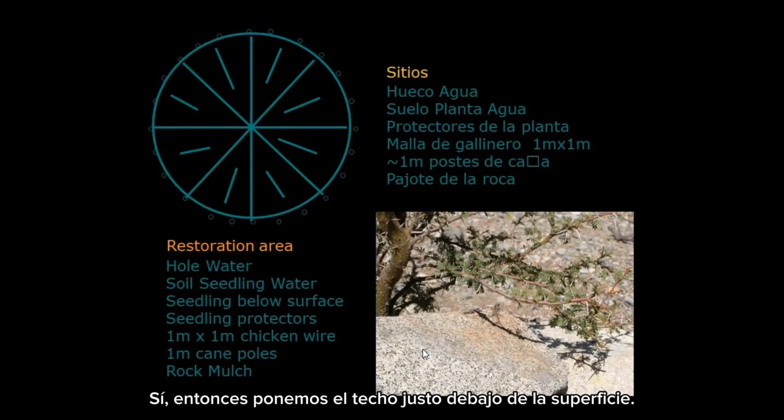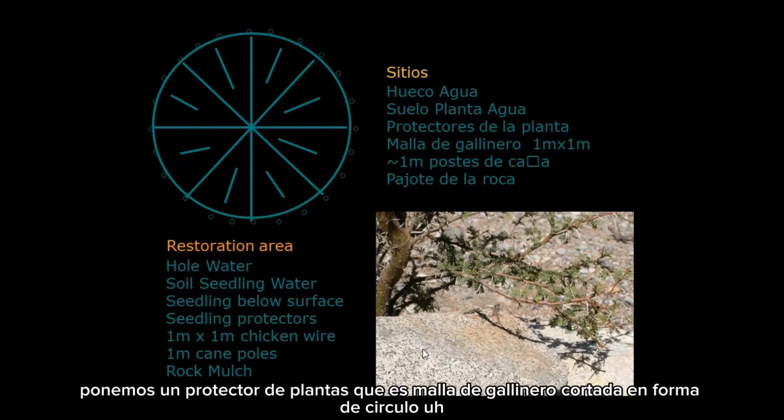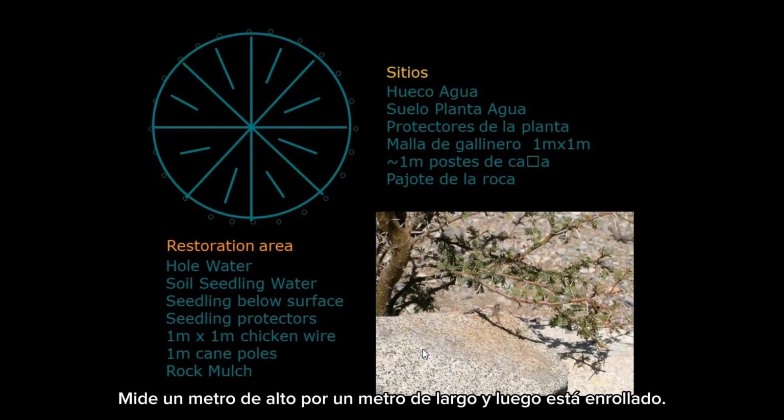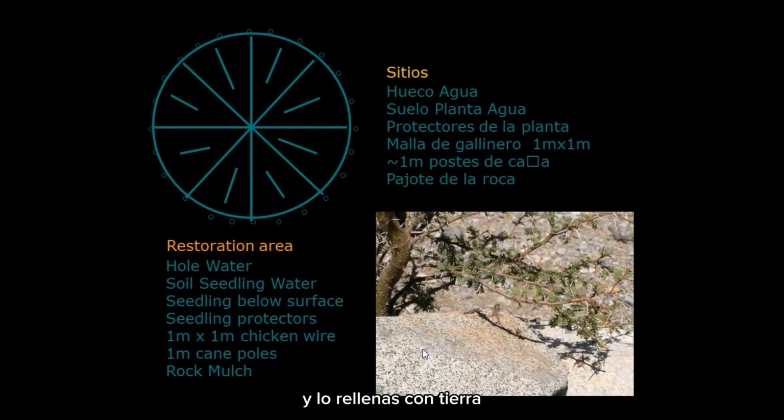Yeah, then we put the seedling in just below the surface. We back in some soil. We put a plant protector, which is chicken wire cut into a circle. It's 1 meter tall by 1 meter long and then rolled. And then we use cane poles to keep that in, and you fill it in with the dirt. And then we surround the plant with rocks. We call it rock mulch. It's not mulch at all. It's just some big rocks.